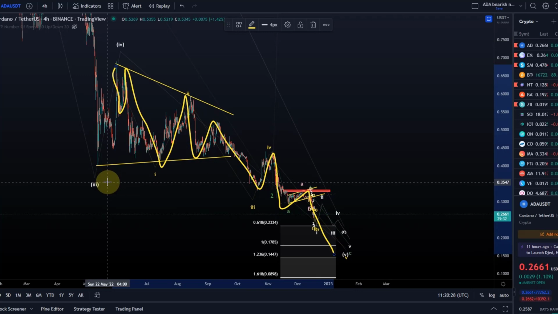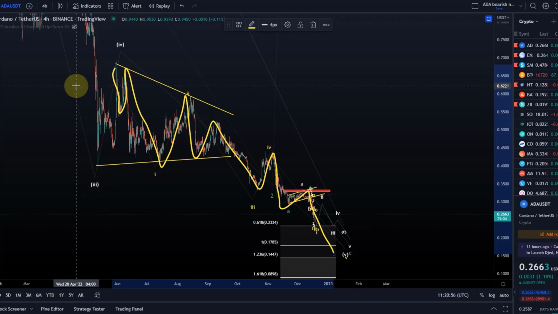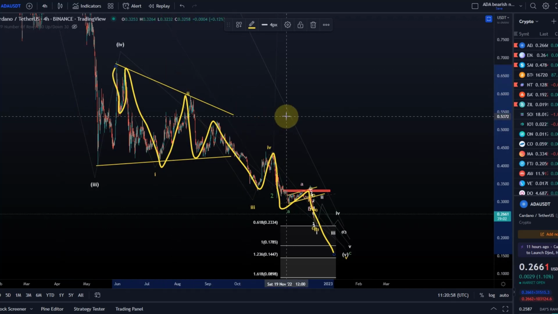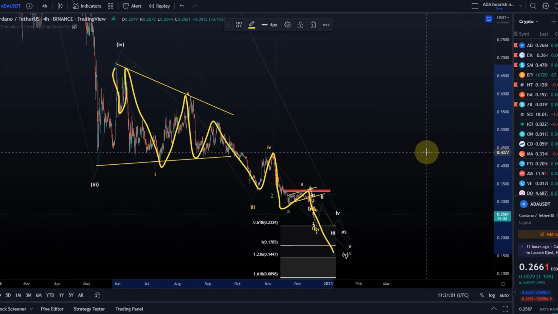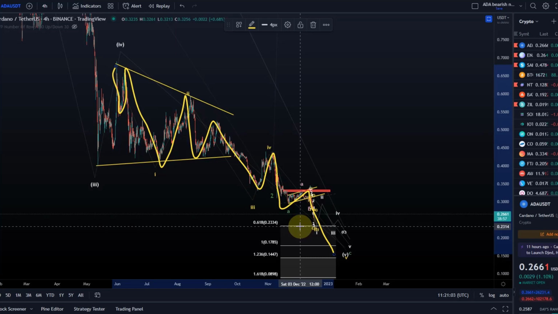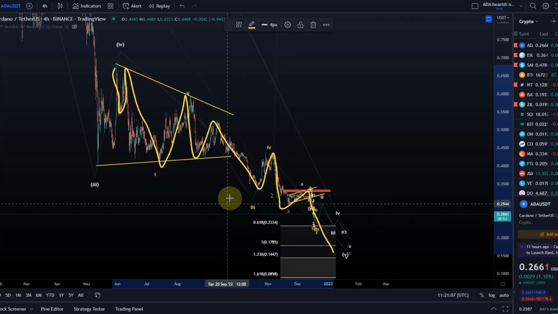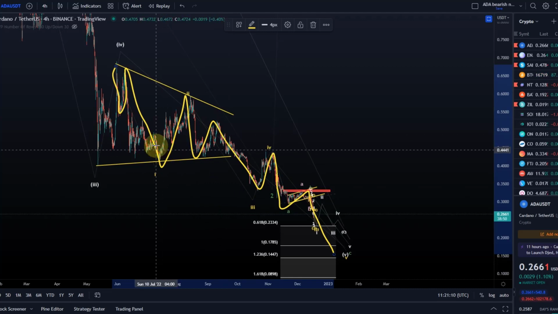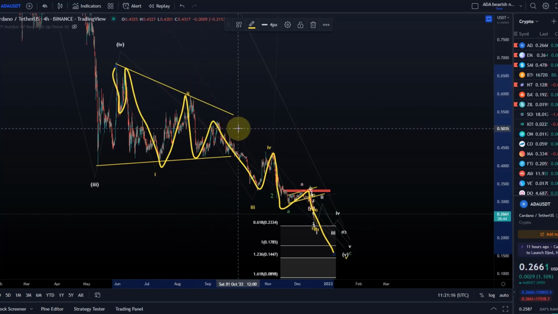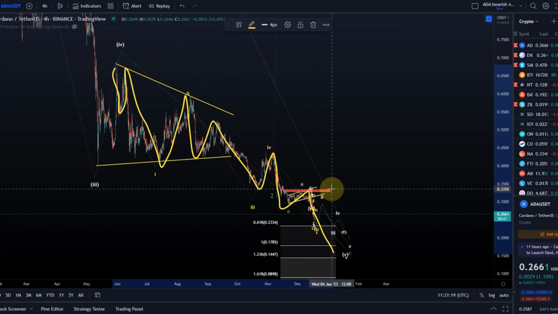I know a lot of people don't understand, or at least don't know, that diagonals, especially ending diagonals, can be counted as so-called 3-3-3-3-3 movements. But this is getting more and more frequent now towards the end of a bear market, towards the possible end of a bear market, because you see a lot of diagonal patterns at the moment. These often appear towards the end of a correction, so be ready for more diagonal patterns.